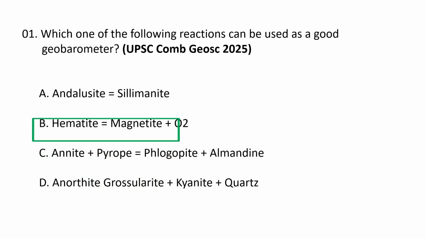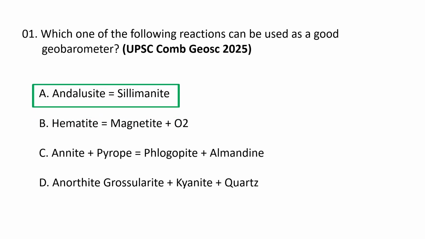The reaction which can be used as a good geobarometer is andalusite and sillimanite. The andalusite-sillimanite equilibrium can be used as a good geobarometer, particularly when combined with other geothermometers. This is to estimate the metamorphic pressure and temperature conditions. So A, andalusite-sillimanite, is the correct option.